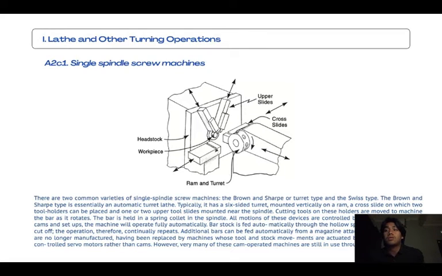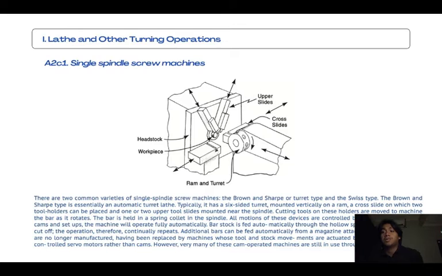The cutting tools on these holders are moved to machine the bar as it rotates. The bar is held in a spring collet in the spindle. All motions of these devices are controlled by cams. With the proper cams and setups, the machines will operate fully automatically. The bar stock is fed automatically through the hollow spindle. After each piece is cut off, the operation continually repeats, and additional bars can be fed automatically from a magazine attachment.